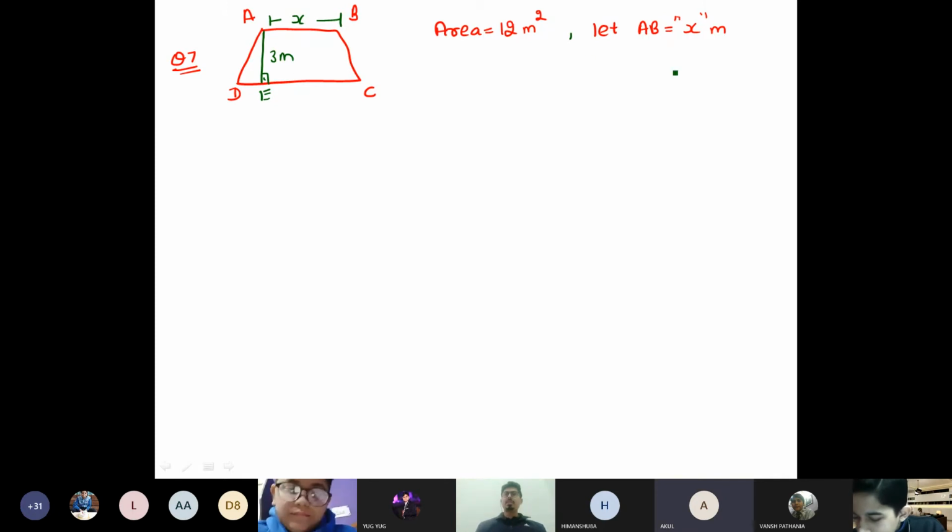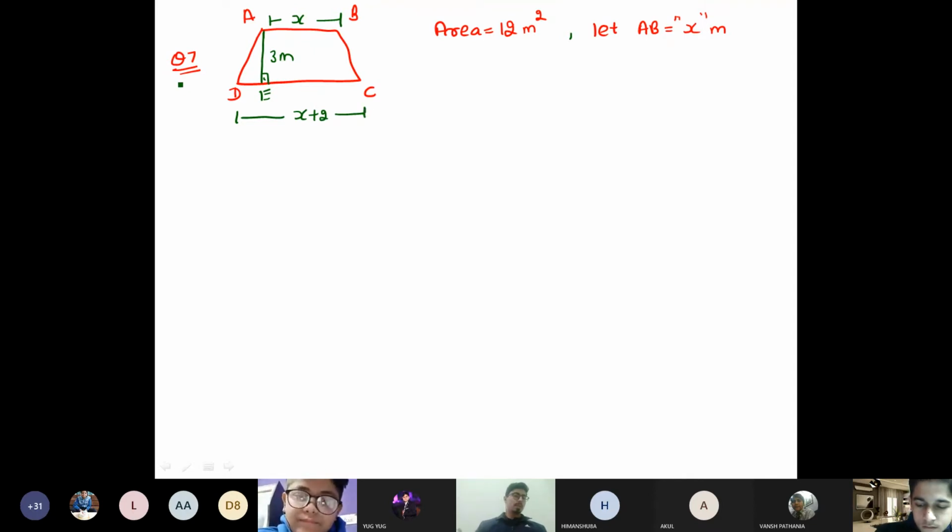Okay, now see students, AB we have assumed x, and what is given in the question is that one parallel side is 2 more than the other. That means this will be x plus 2. Yes or no? Yes, sir. So we have to find out the length of the parallel sides. So just apply the formula. Area is equal to half into the sum of parallel sides, that means AB plus CD, into altitude. Altitude is AE. So just put the value.